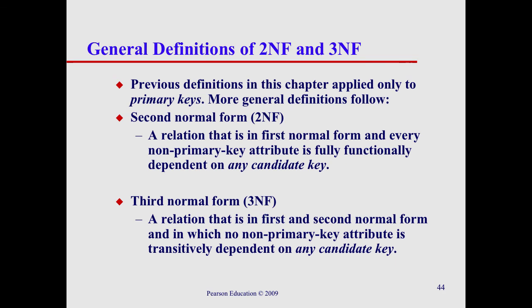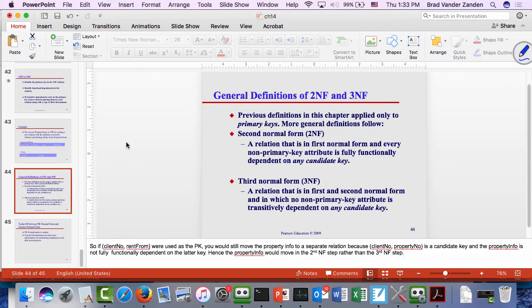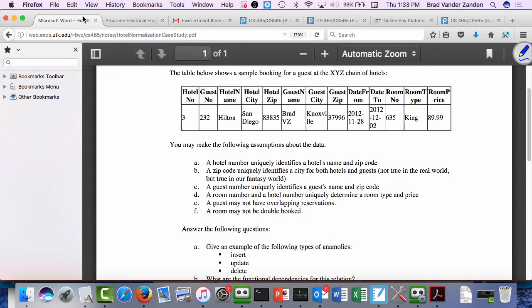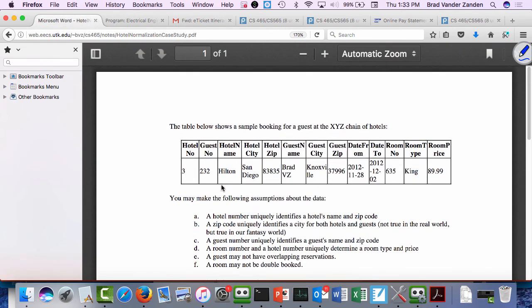Okay, so we have a case study today, and it's one that you are at this point quite familiar with because it is the hotel relation before we decompose it, or the hotel database before we decompose it.